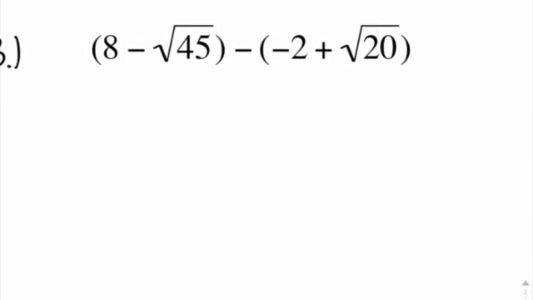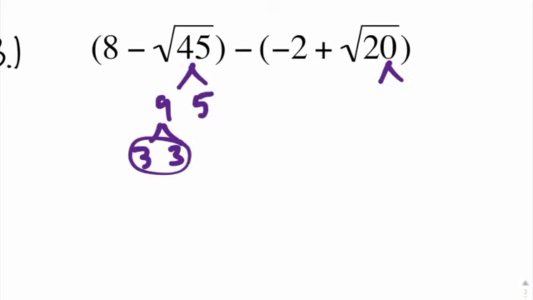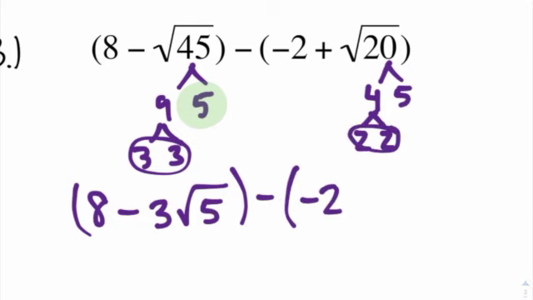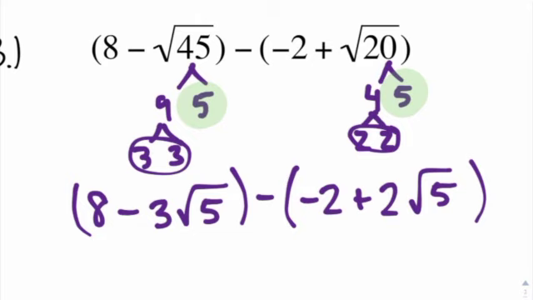With subtraction, it's similar. I mean, we still have to simplify our radicals, so I'm going to simplify these. 45 is 9 and 5, which 9 is 3 and 3, so I have a pair of 3. So this becomes 8 minus 3 radical 5. That 5 is left over from there. Minus, I'll do 20, which is 4 and 5, which 4 goes to 2 and 2, which there's a pair of 2s. So this is negative 2 plus 2 radical 5, and that 5 is the leftover. So now that they have the same radical, I can combine these.